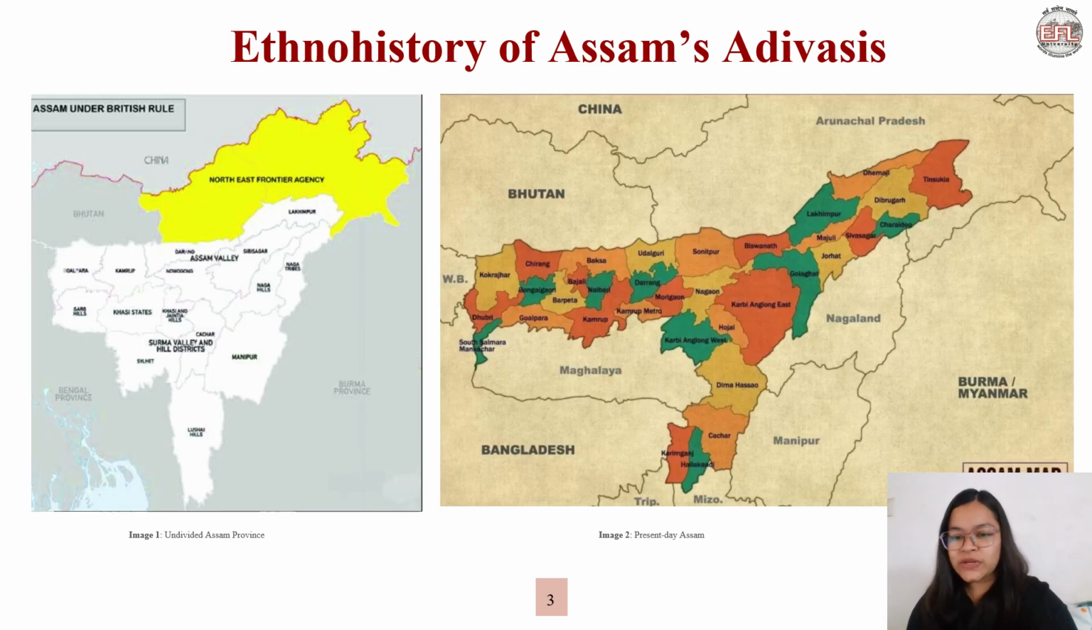But eventually, in 1826, when the Treaty of Yandabu was signed, the British colonizers officially became the rulers of Assam. And they brought in a lot of changes like across the country. And primarily they found valuable resources in this region of Assam, such as coal, crude oil, timber, and also tea. So my paper deals with the Adivasis of Assam, and the entire existence of the Adivasis in Assam is incomplete without mentioning tea.